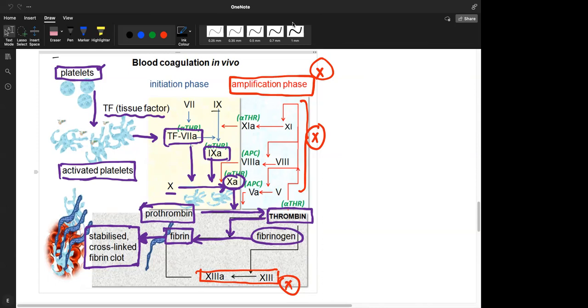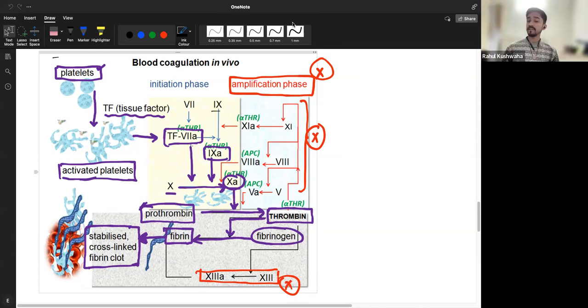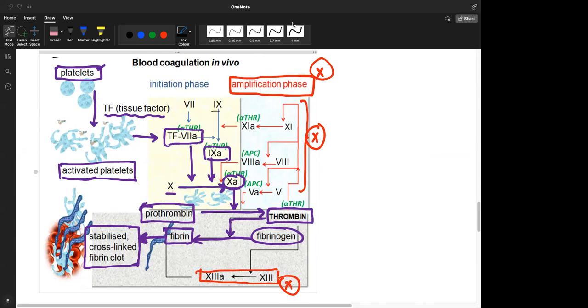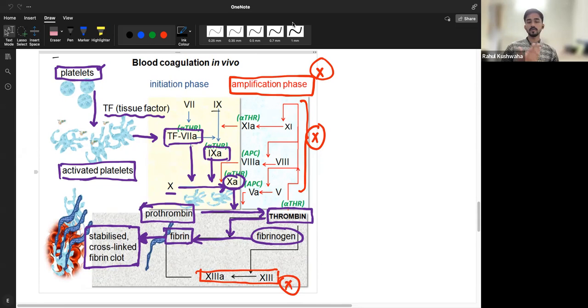And thrombin converts fibrinogen into fibrin. Fibrinogen is there, and thrombin activates fibrinogen into fibrin. Thrombin is required for this activity. So now this fibrin stabilizes and makes a cross-linked mesh network known as a fibrin clot. That is how your blood clotting begins at every injury site or wherever the blood is leaking out of blood vessels.